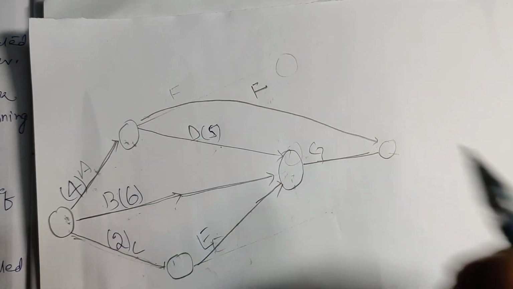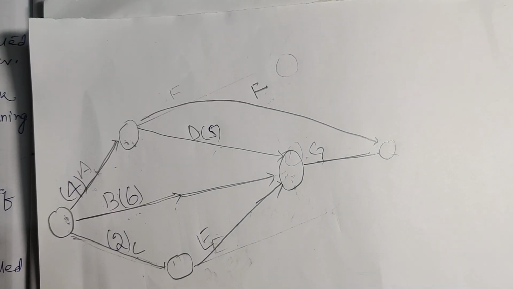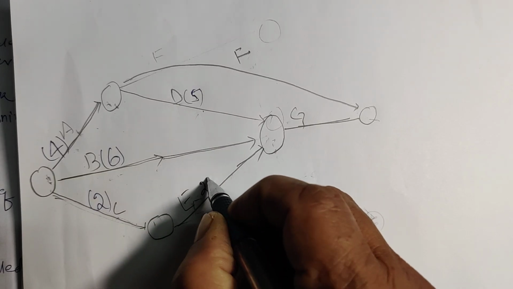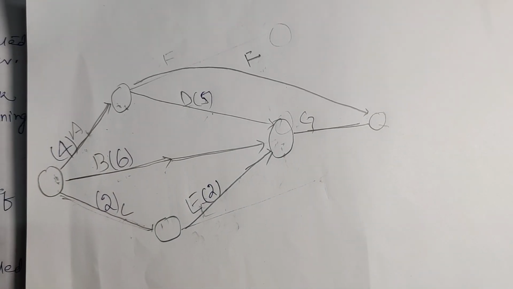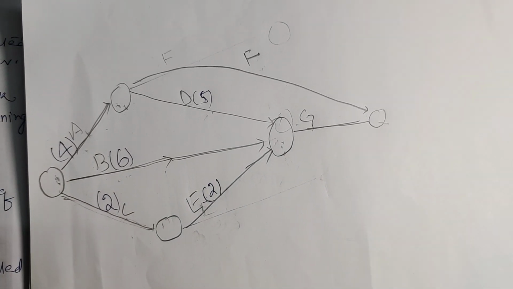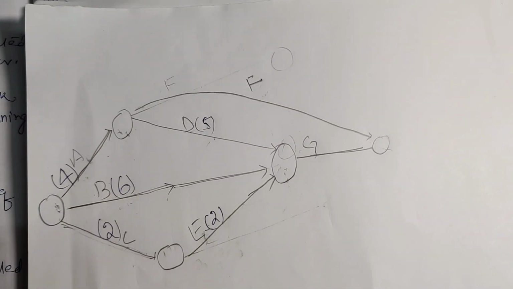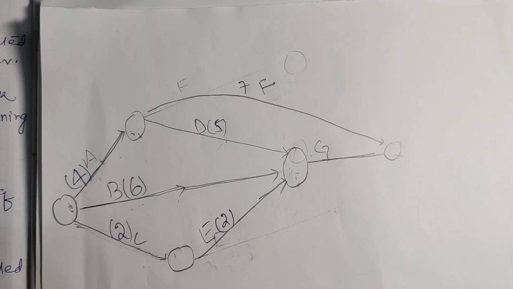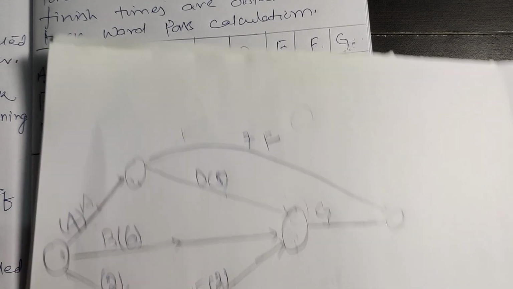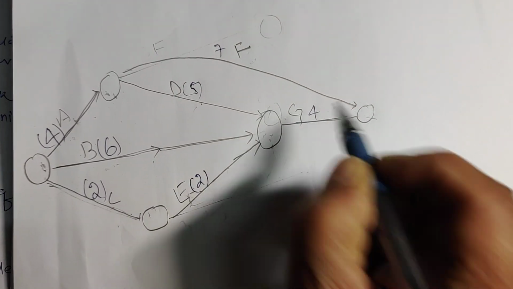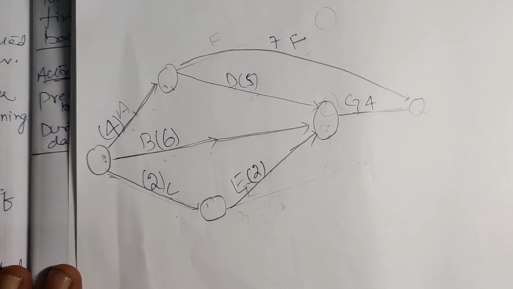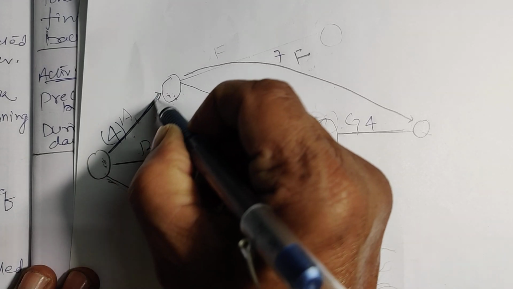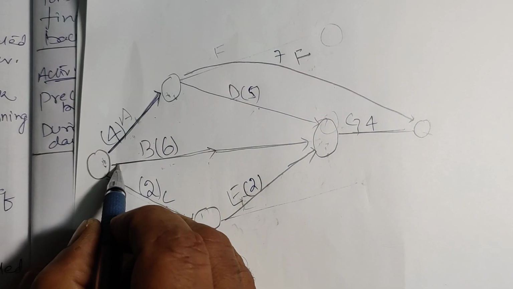Next, activity D will take 5 days. Activity E will take 2 days only. Activity F will take 7 days. And activity G will take only 4 days. This is the network given. That is, for the given elements, a network is drawn.